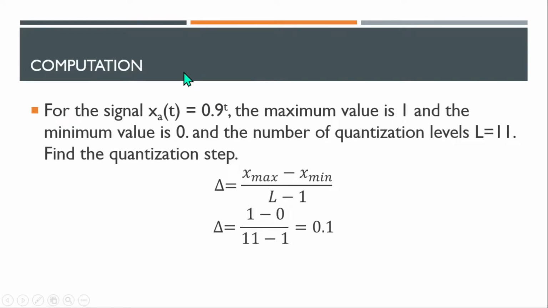Let us have an example. For the signal x sub a of t equals 0.9 raised to t, the maximum value is 1 and the minimum value is 0. And the number of quantization levels, L, equals 11. Find the quantization step. Using this formula, delta is equal to 1 minus 0 all over 11 minus 1, which is equal to 0.1.